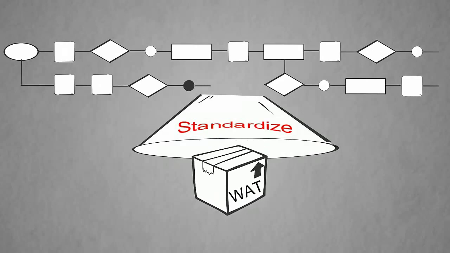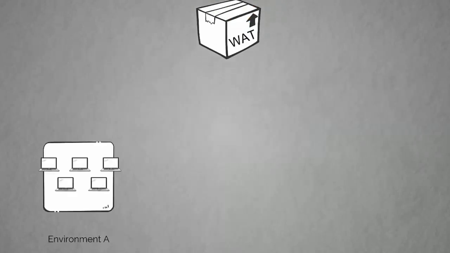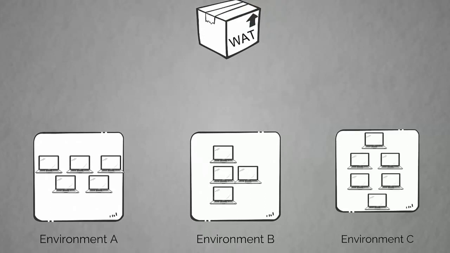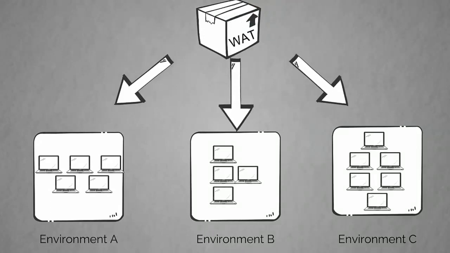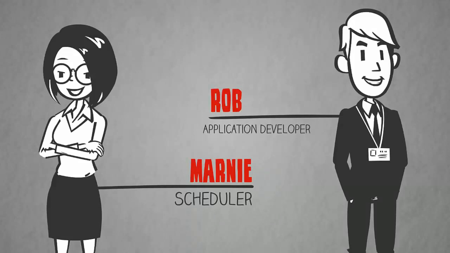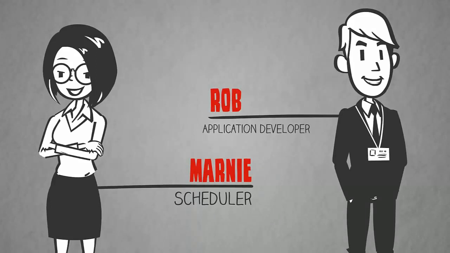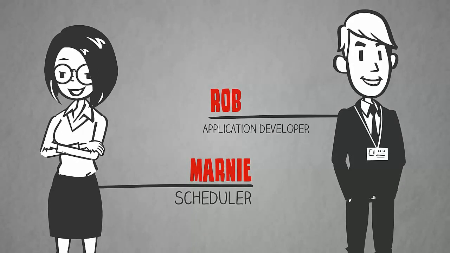The workload application template can then be deployed into any environment to replicate it in the new environment through an import operation. Rob and Marnie can work as a team. Rob maps the process to jobs and job streams, and Marnie manages the workload by submitting and monitoring the jobs. Let's take a look at what the workload would include.